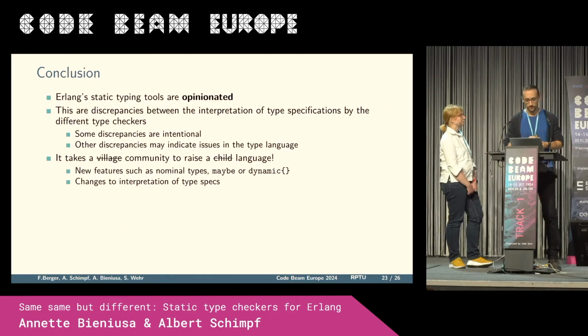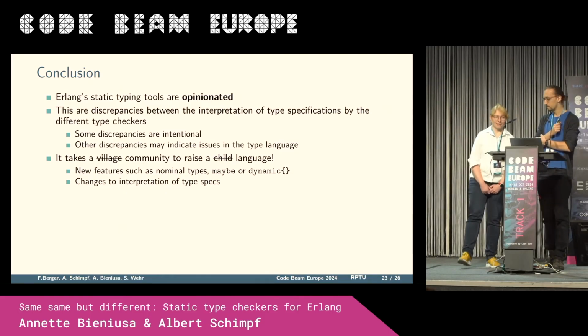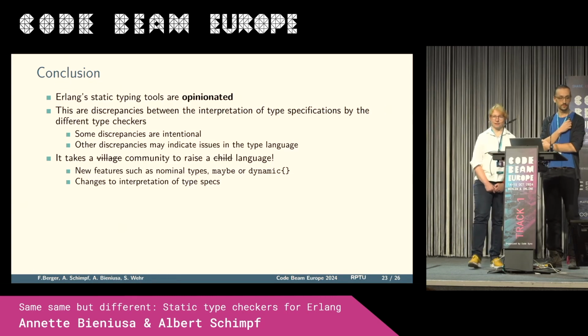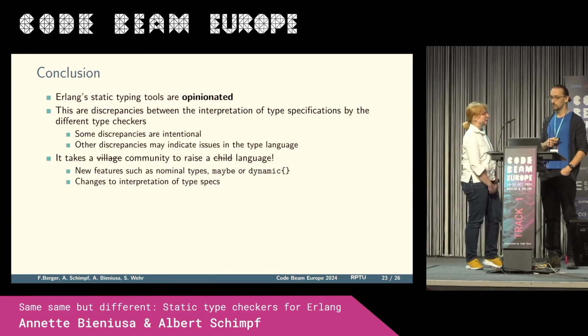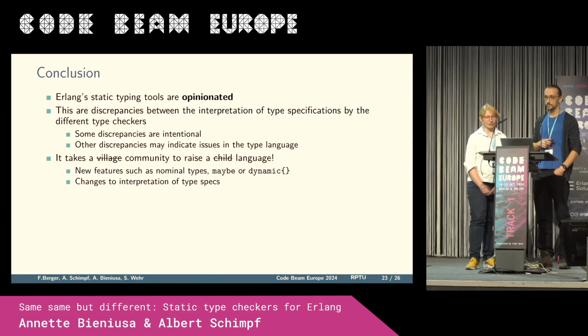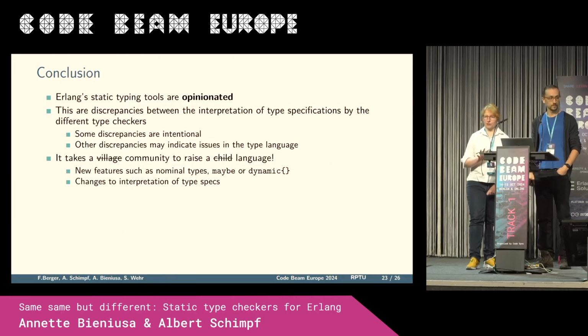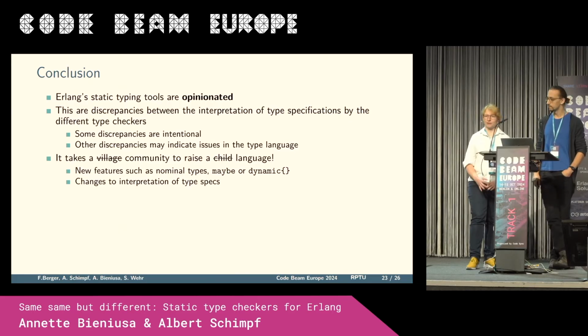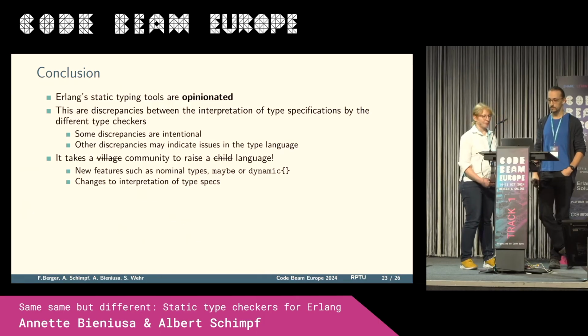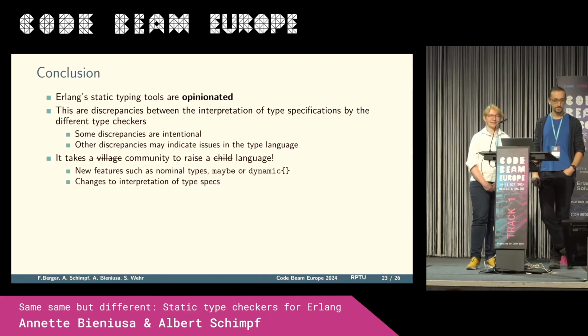So, the conclusion. Keep in mind, Erlang's static typing tools are still, to some degree, opinionated. There are discrepancies between the interpretation of some of the specifications by the different type checkers. Some of them are intentional. We did not go into any details of, for example, how eqWAlizer treats numbers or so. This is specific, perfectly fine if you know what the tool is doing. But sometimes it's really helpful to understand at least a bit of the underlying theory to get why certain tools behave in a certain way.